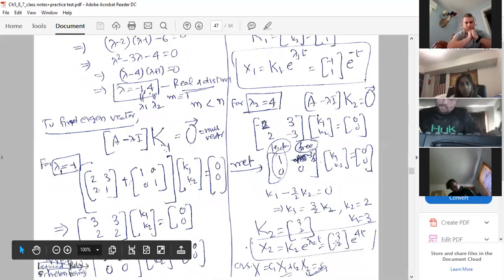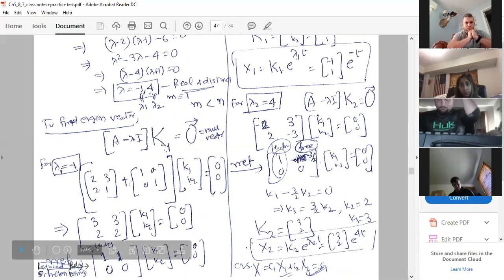I put the second box over here. My general solution in the formula sheet says that now I have to multiply these both by some constants and add them. So C1x1 plus C2x2, that is my general solution. Don't forget to plug the value of x1 over here. So C1 (-1, 1) e to the power -t, plus C2 (3, 2) e to the power 4t. That is the solution of your system of equations. It's a general solution in the form of the matrix.